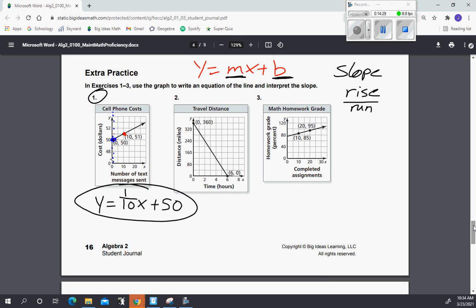How about this one? Part 2. Well, where does it cross the y-intercept? Right at 360. So y equals something x plus 360. How far down did it go? Well, from this point here to this point here, the y-intercept to the x-intercept, it went down 360. So negative 360 over how many? Well, it went from 0 to 6, so over 6. You can simplify that. Negative 360 over 6 is negative 60.